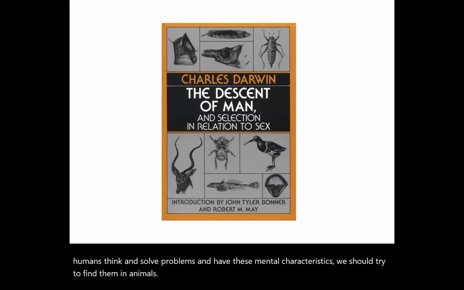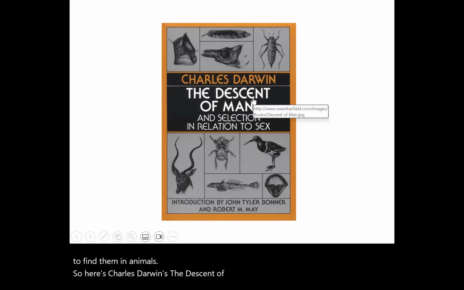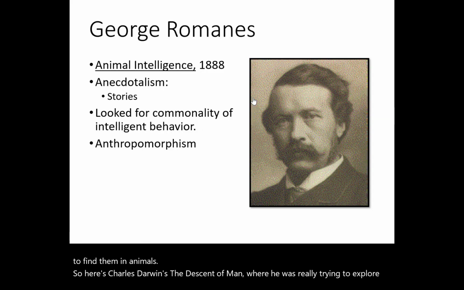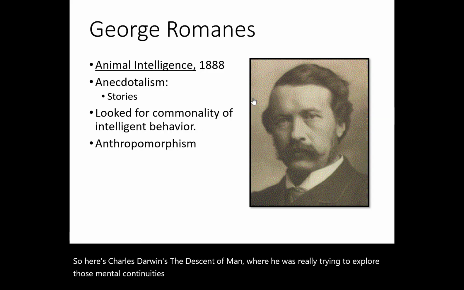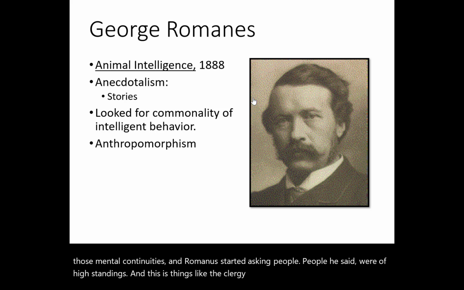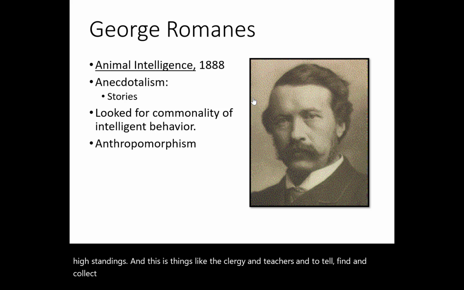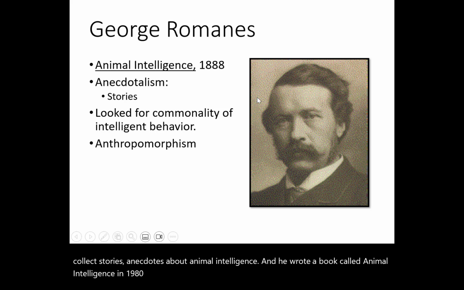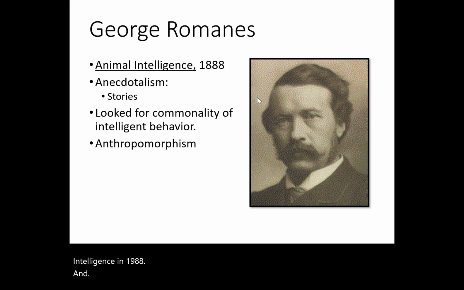So here's Charles Darwin's The Descent of Man, where he was really trying to explore those mental continuities. And Romanes started asking people he said were of high standing, and this is things like the clergy and teachers, to find and collect stories, anecdotes, about animal intelligence. And he wrote a book called Animal Intelligence in 1888. And I've read part of this book. It was really interesting. You know, he tells stories.